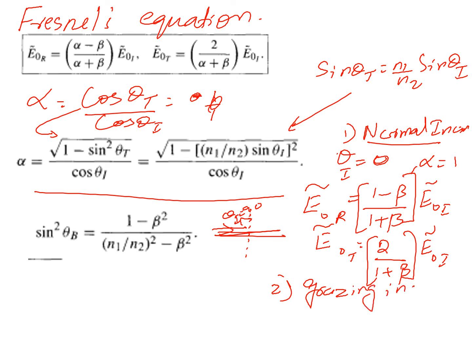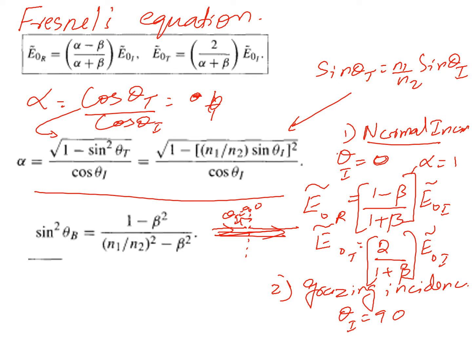Grazing incidence is just opposite to that of normal incidence. At grazing incidence, theta I is equal to 90 degrees. When theta I is equal to 90 degrees, what is cos 90? Cos 90 is 0. So division by 0 gives an infinite answer. Or we can say alpha diverges. Alpha diverges means there is no refracted part, there is no transmitted part. The wave will be totally reflected. The light ray will be completely reflected only, no transmission in that case.